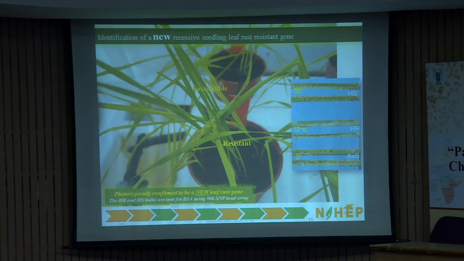Because if you sow seeds of an F2 plant, it will again segregate in the F3 progeny. If it is a single gene, it has to segregate 3:1. In this case, the small r small r will be resistant, and capital R, small r will be susceptible. So in the same pot, if you put 20 seeds, you will get 4 resistant plants and 16 susceptible plants. That indicates that a single recessive gene is present in that population. So we sent the F3 DNA for a 90K SNP bead array. We have got the information, and this gene is under the naming process. We will name this gene in future.